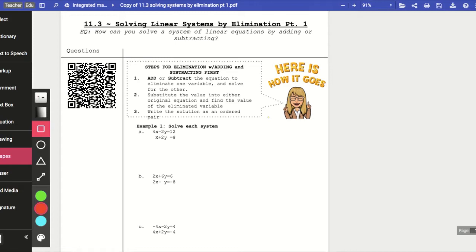So what I like about elimination is it takes a concept like adding and subtracting, which is really easy to us, applies it to algebra, and then we just do some basic math and we're done. So let's take a look at it.